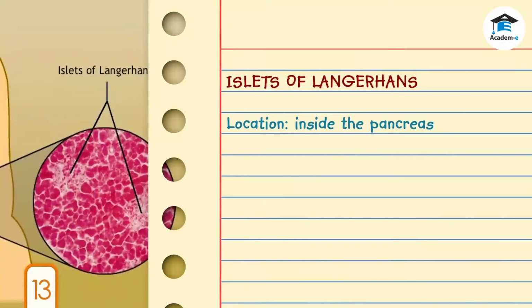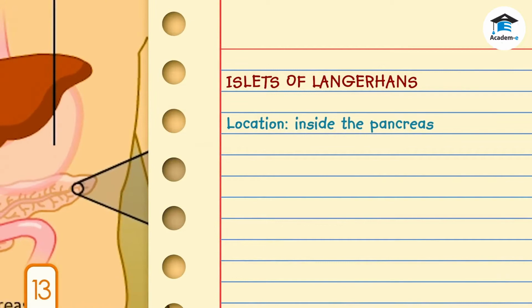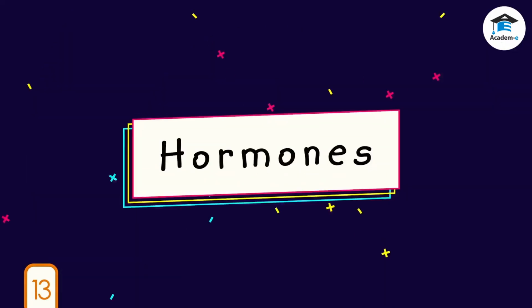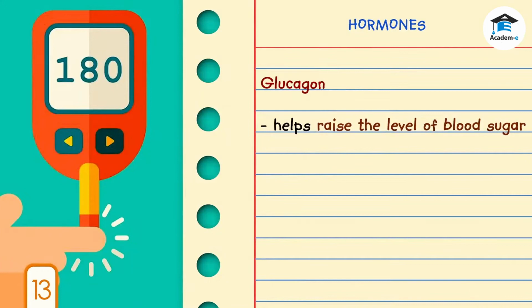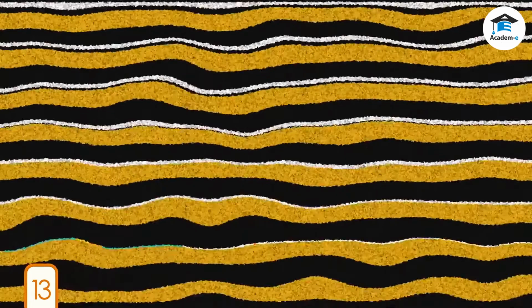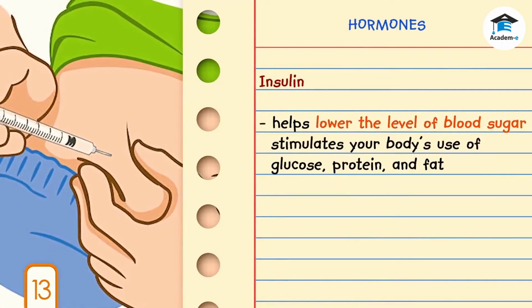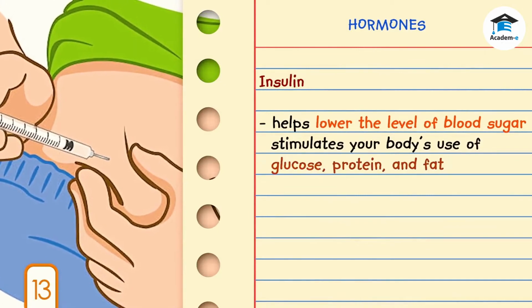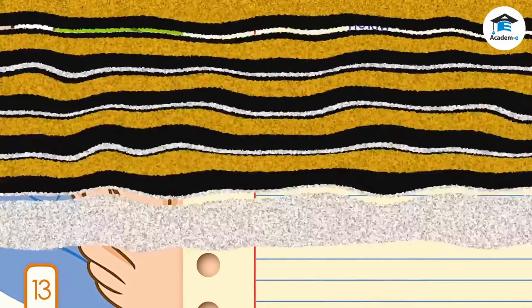The islets of Langerhans are endocrine glands inside the pancreas. Hormones. Glucagon helps raise the level of blood sugar. Insulin helps lower the level of blood sugar and stimulates your body's use of glucose, protein, and fat.